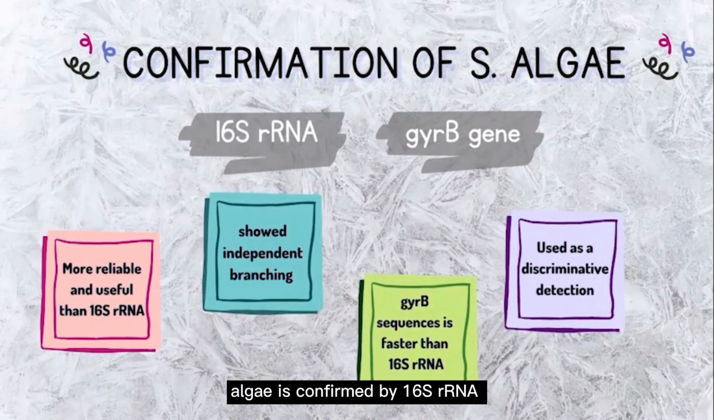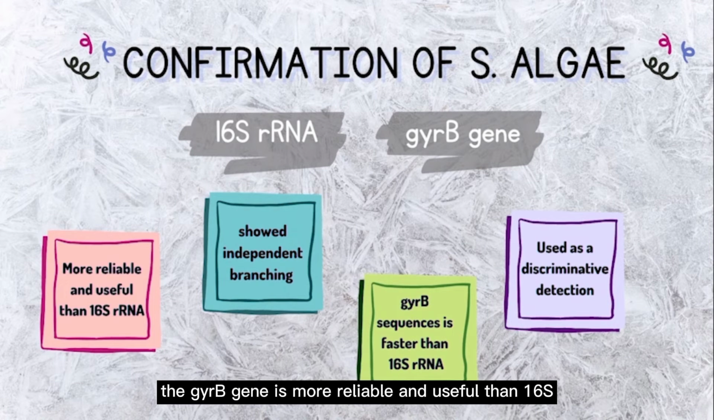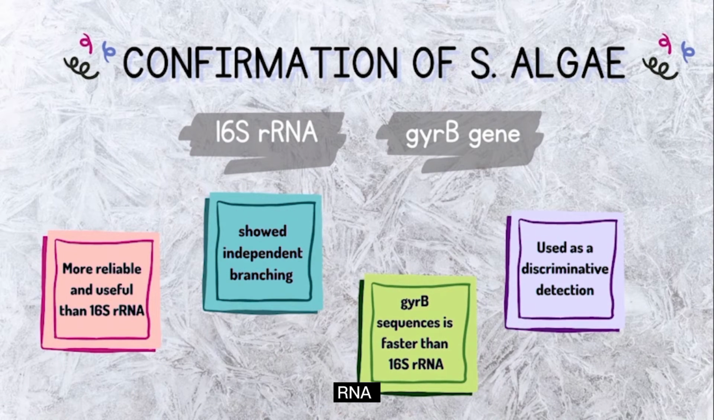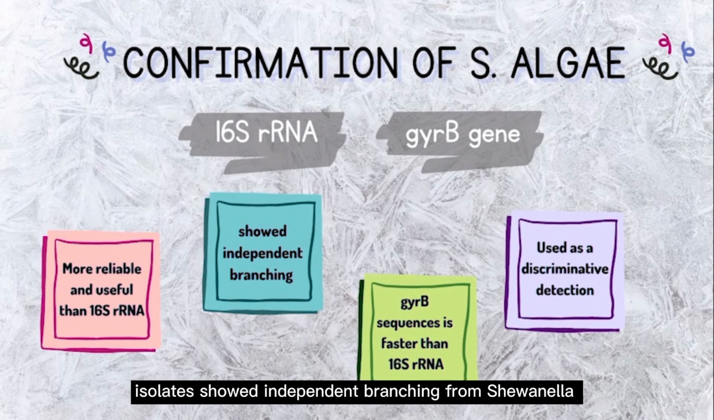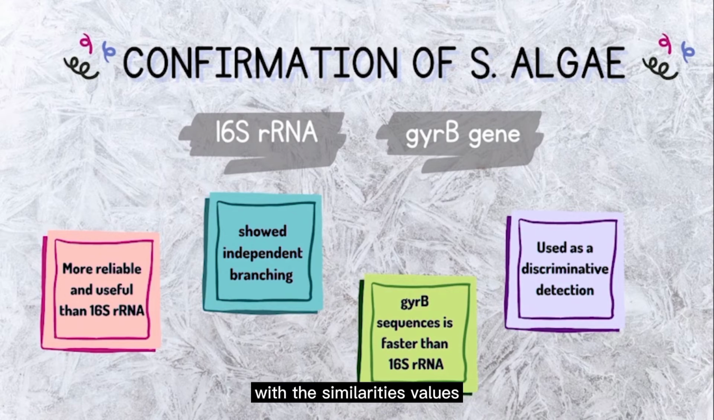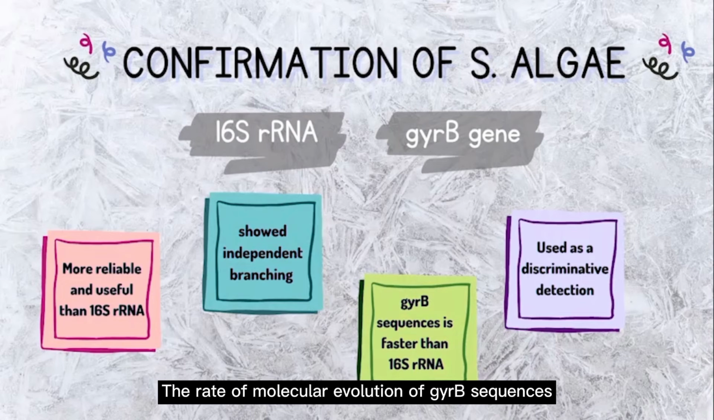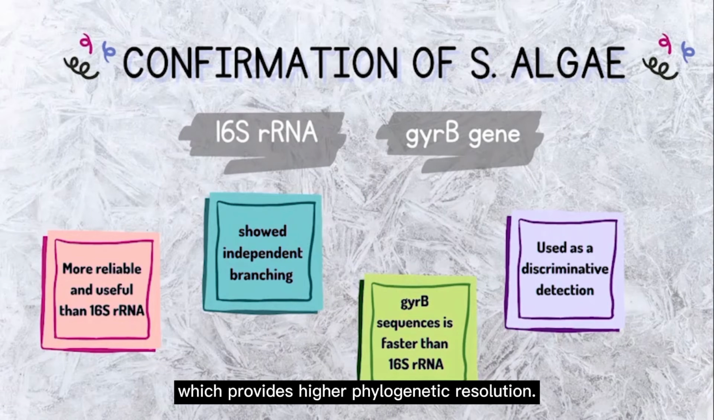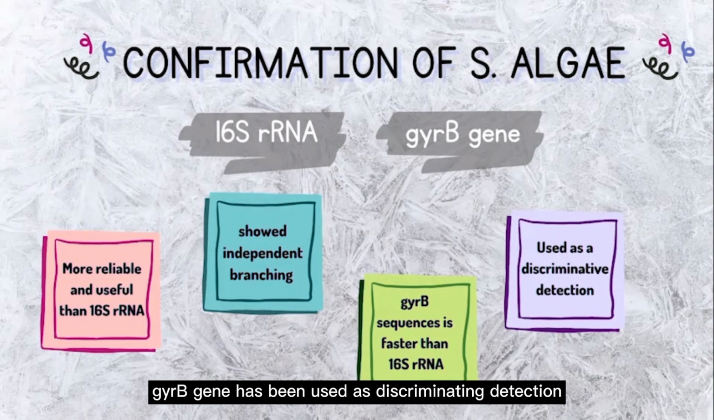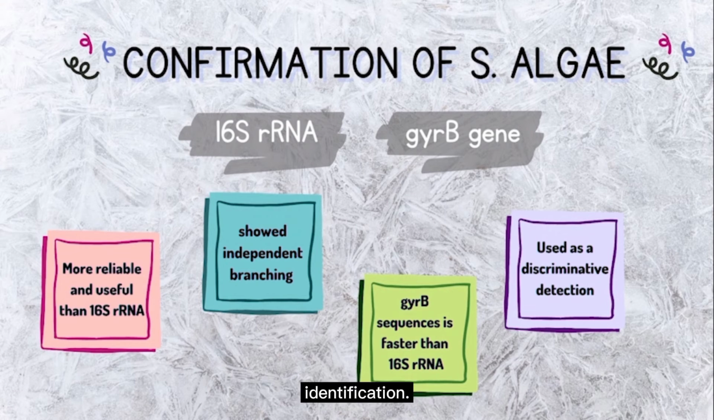Shewanella algae is confirmed by 16S ribosomal RNA and gyrB gene sequencing. Based on the phylogenetic analysis, the gyrB gene is more reliable and useful than 16S ribosomal RNA for describing phylogenetic relationship. The isolates show independent branching from Shewanella haliotis and Shewanella hoopsii with similarity values which are lower than 16S ribosomal RNA. The rate of molecular evolution of gyrB sequence is faster than 16S ribosomal RNA, which provides higher phylogenetic resolution. The gyrB gene has been used as a discriminative detection for Shewanella species identification.